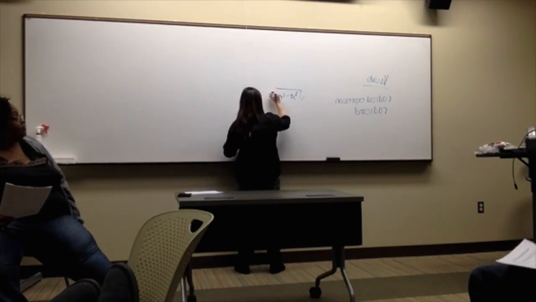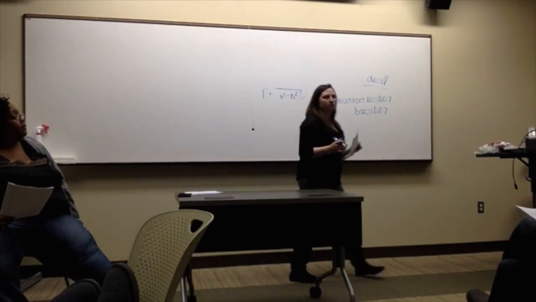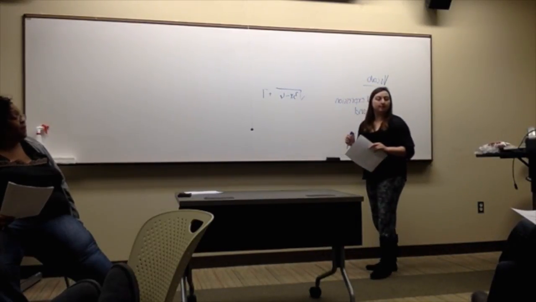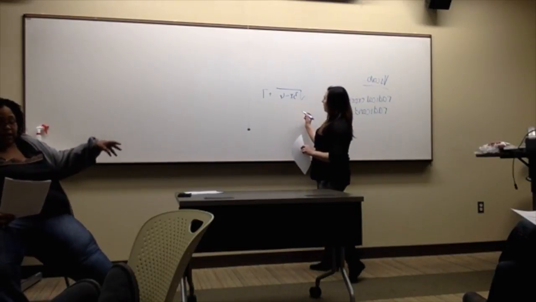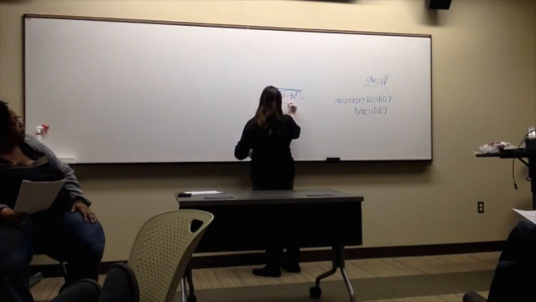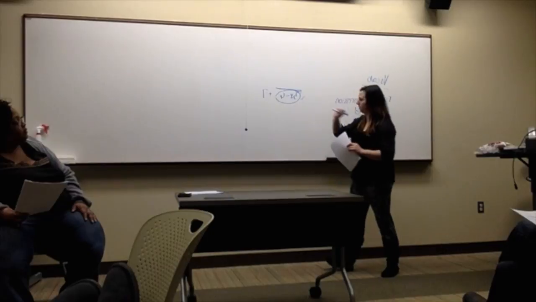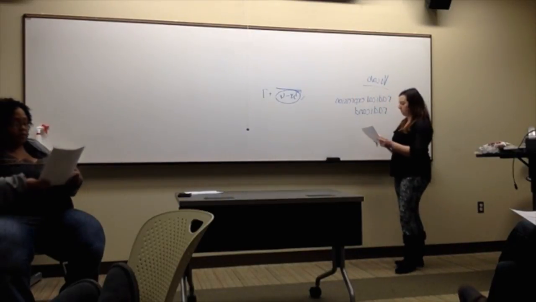It's anything underneath the radical. Henceforth, the 3x minus 6 in this case is part of the radicand.